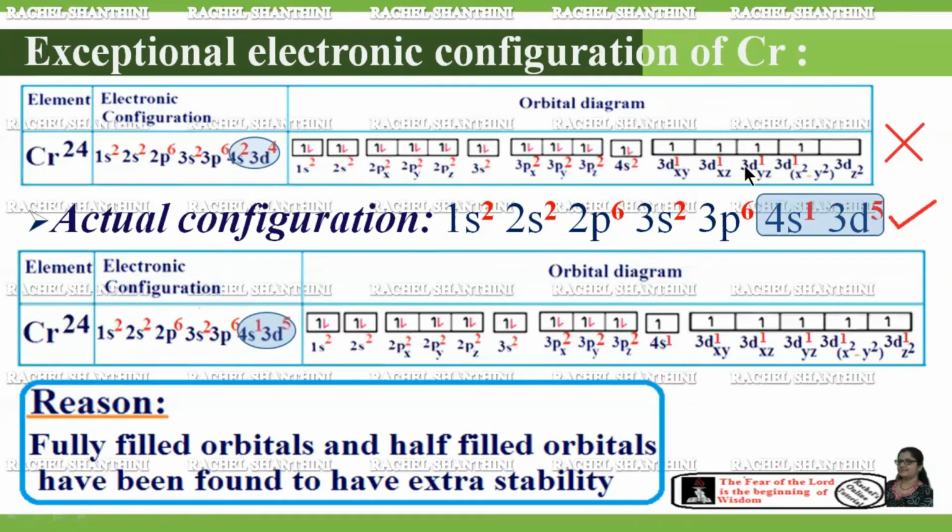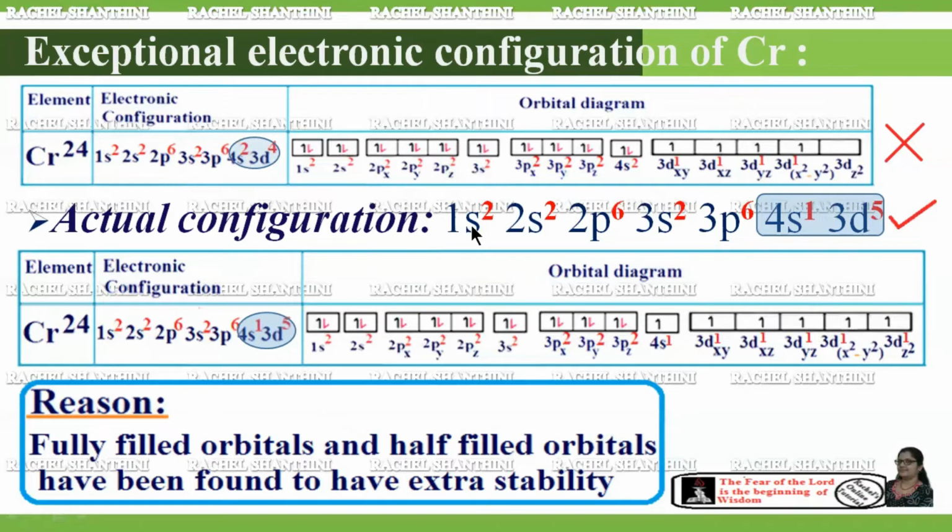The third electron will occupy 3d yz. And the fourth electron will occupy 3d x minus y square. This is our expected configuration, right? But the actual configuration differs from the expected one.